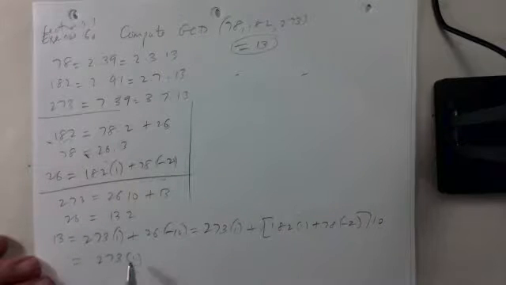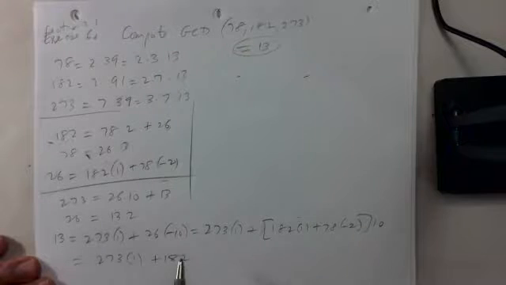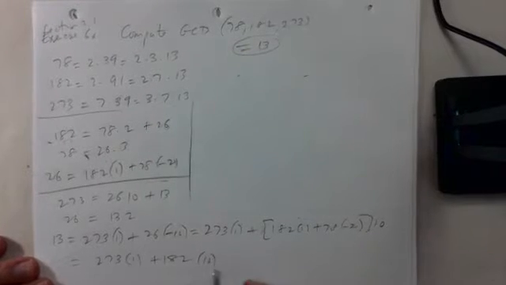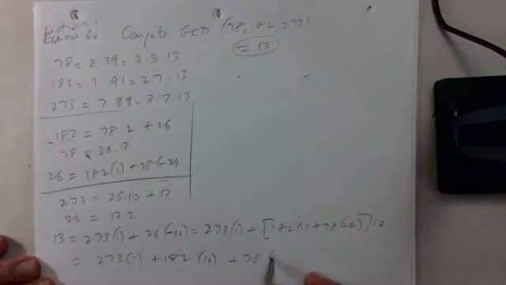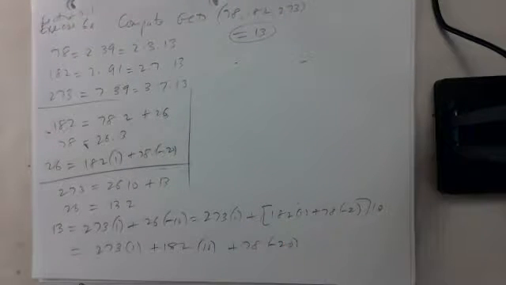So this is 273 times 1 plus 182 times 10 plus 78 times minus 20. So if the arithmetic is correct, this is 13 as a linear combination of the three numbers. If the arithmetic isn't correct, then we go back and correct it. But this method works.